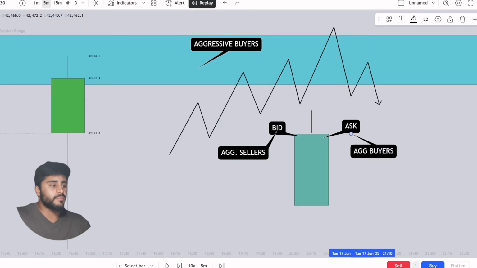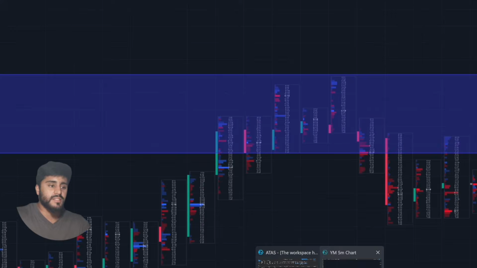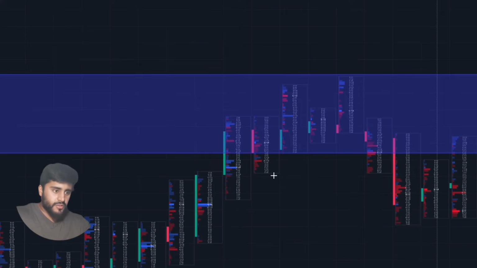When you see these aggressive buyers entering the fair value gap, what you're seeing is the ask a lot bigger than the bid. And this is what we see over here on the ATAS platform. So if we just take out the ATAS platform again, this is Dow Jones. Sorry, just waiting for it to load.